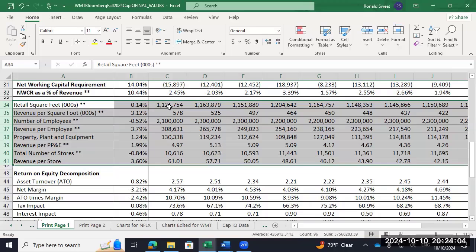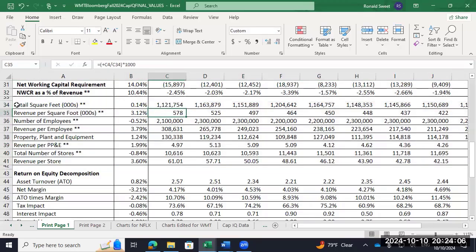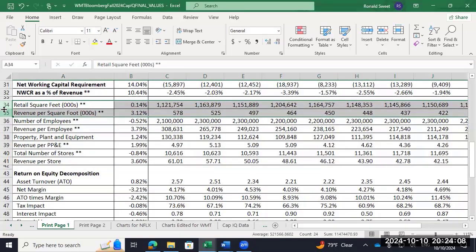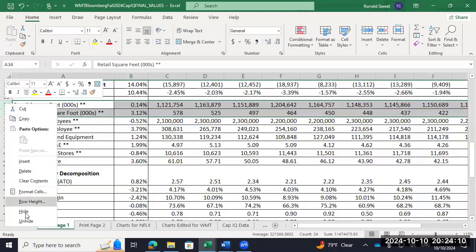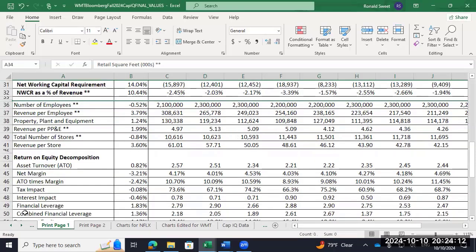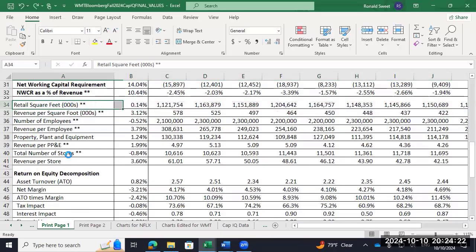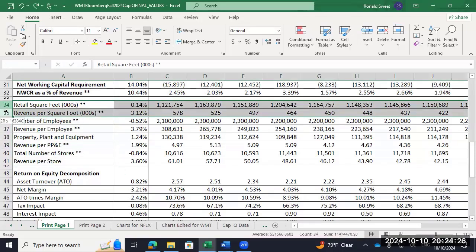So some of you are going to have NAs because you don't have any square foot. So what do you do? You just hide it. Don't delete. Never delete. No Control X, no delete on this spreadsheet, because you're going to mess everything else up. But hide the row. So whatever makes sense. For Walmart, they all make sense. They all have data, but I'm going to focus in on revenue per square foot.